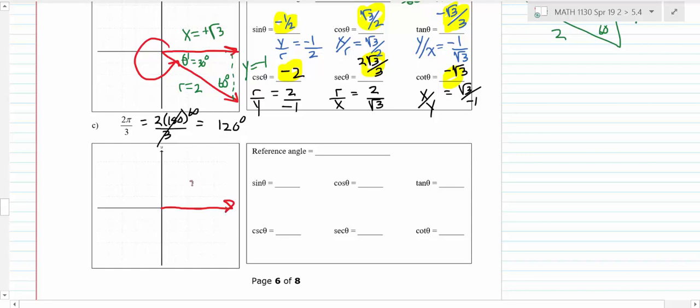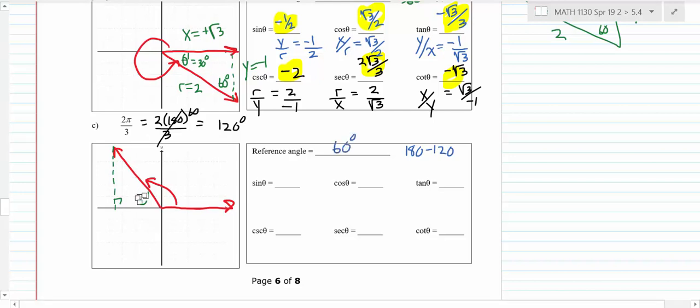So there's my positive x-axis. I know I'm in quadrant 2. And once you get kind of a handle on these reference angles, you'll start doing a lot of them in your head or just kind of quickly in the calculator. What's the reference angle in your head? 60. Okay, good. Yeah, so you're just doing 180 minus 120 to get 60 degrees.